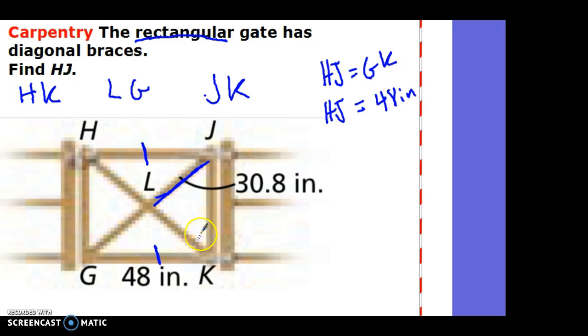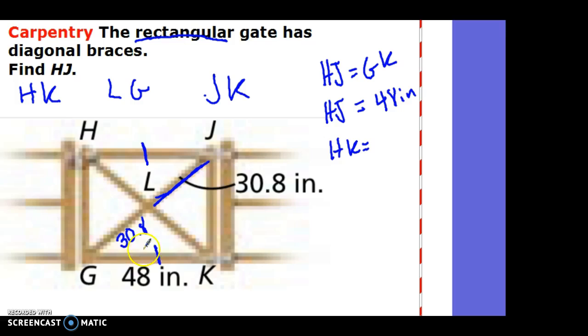Thank you. Now, let's look at HK. What length is going to help me find the length of HK? Yes? And why did you multiply 30.8 by 2? Well, yeah, it's half of this diagonal. So we know that this length is also 30.8.